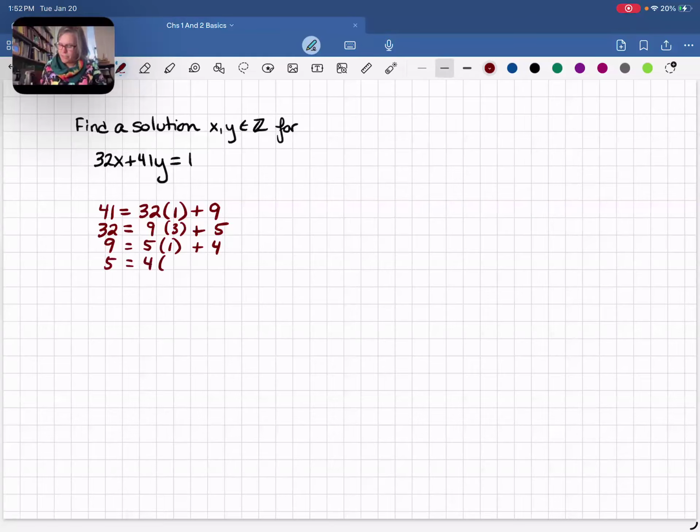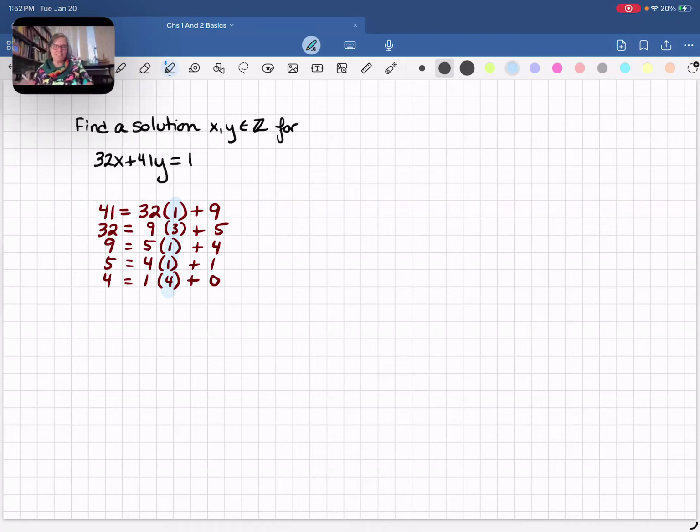And 4 goes into 5 one time with 1 left over. And then finally, 1 goes into 4 times with 0 left over. Okay? So these numbers inside parentheses, I try to be really consistent in how I write it. These numbers inside parentheses are always how many times the number goes into the other number, okay?